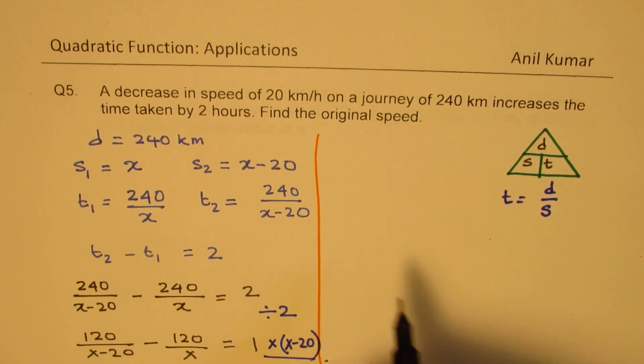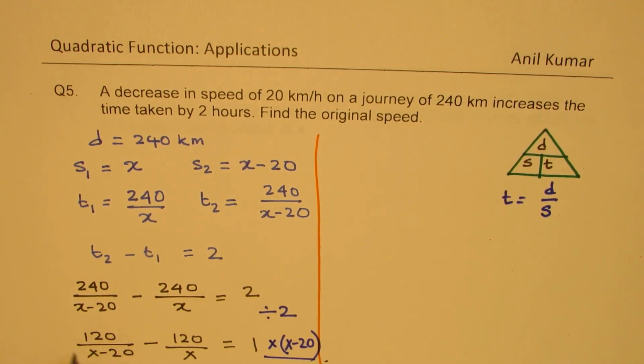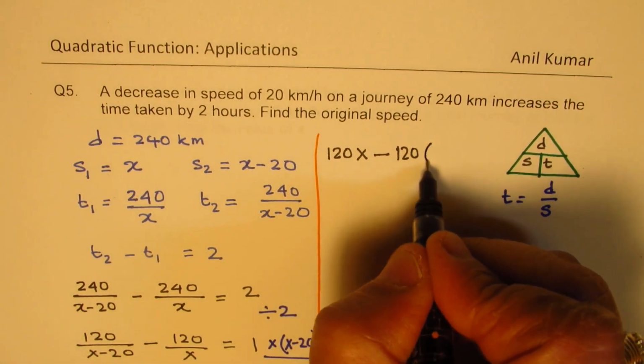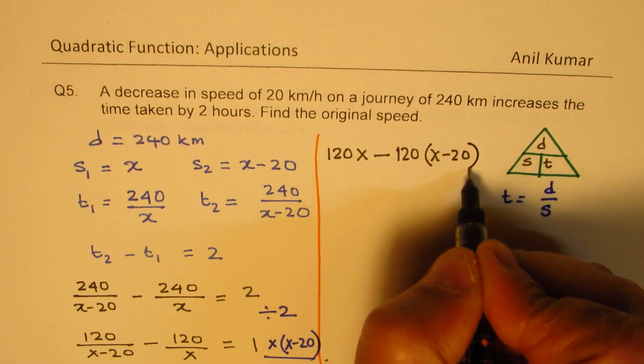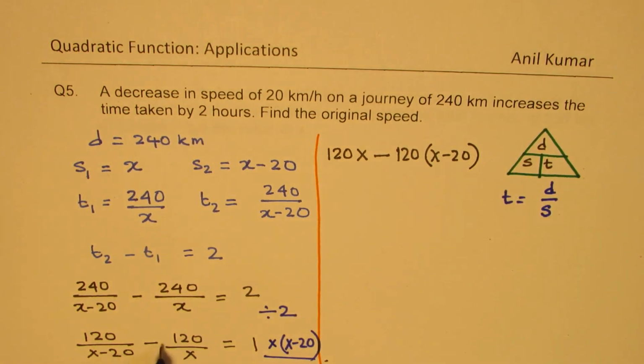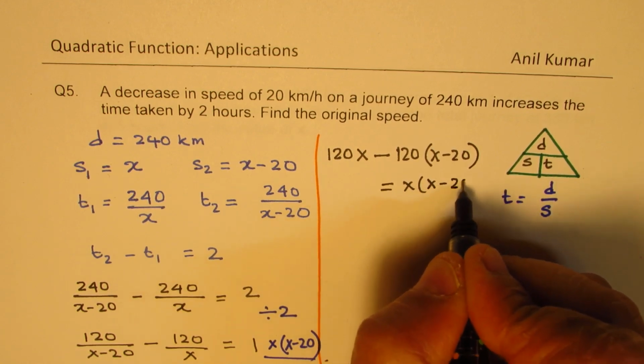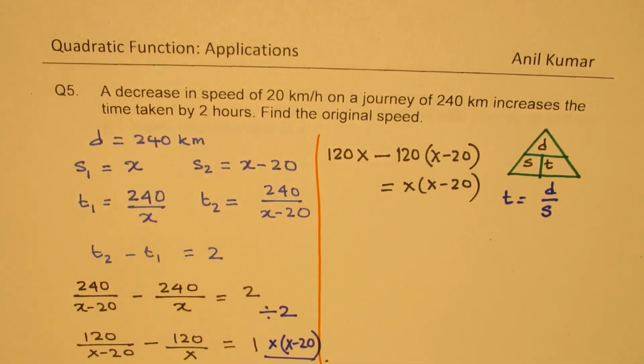So what do you get? This term becomes 120x, right? Minus this term becomes 120 times x minus 20. Okay? And 1 multiplied by x times x minus 20 is equal to x times x minus 20. So we get this form of an equation. Is that clear to you? Correct? So what we did was, we multiplied all the terms by x times x minus 20. And we got a simplified form which can be seen here, right?